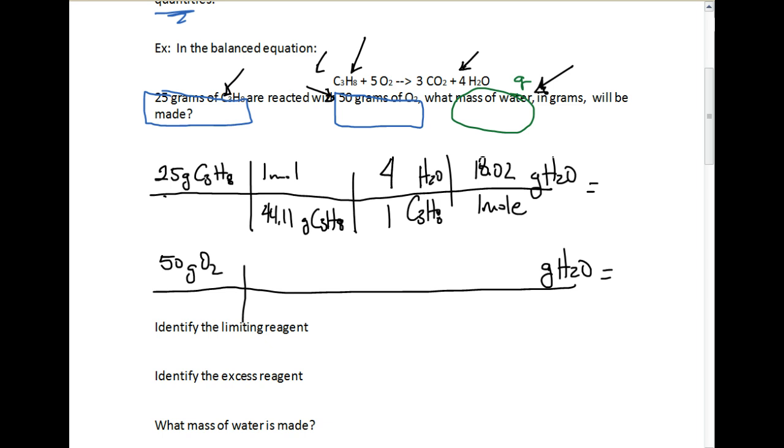Easy fix though. So I'm going to run this through, and I get 40.85, and we're going to round it off to 1, so we call it 41 grams of water made. Now let's just hold on to that problem and see what comes of it.